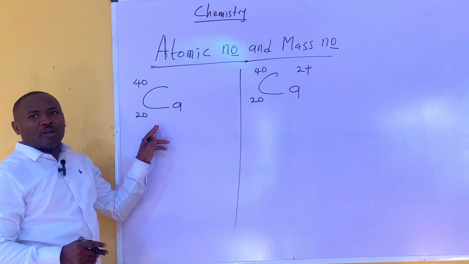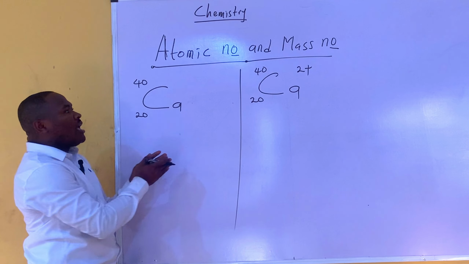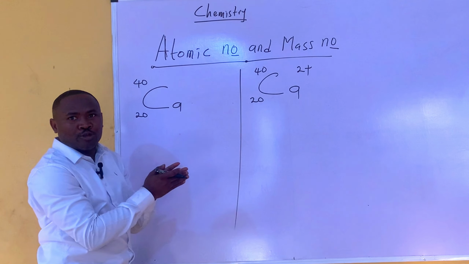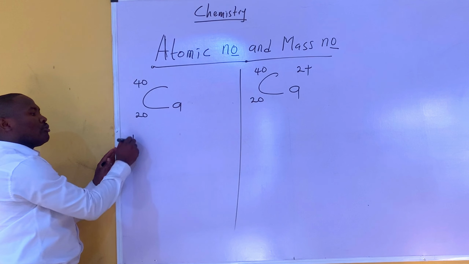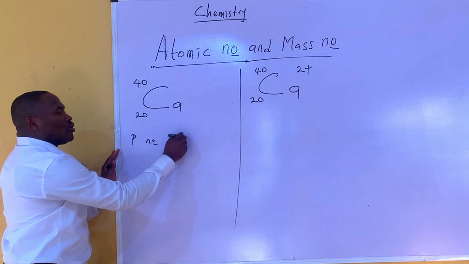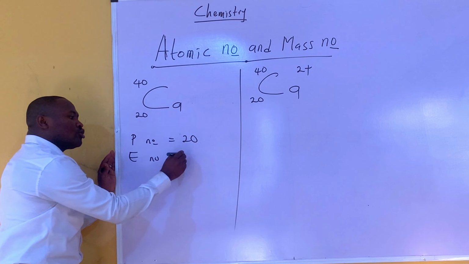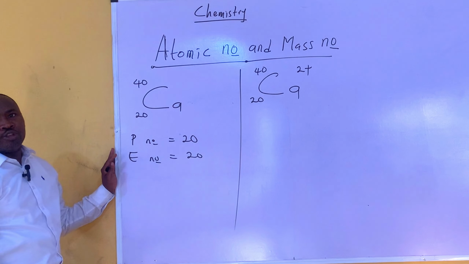Why is it neutral? The number of positive particles, which are called protons, is equal to the number of negative particles, which are called electrons. So that means this calcium atom has a proton number of 20. Therefore, the electron number will also equal 20. Why? This atom is electrically neutral.